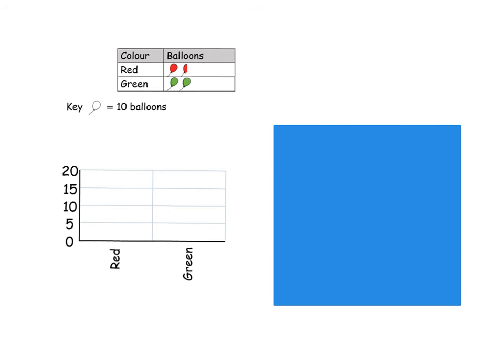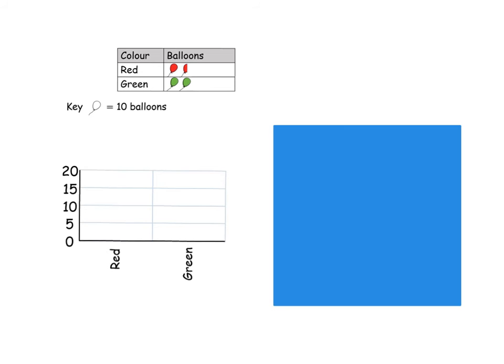Okay, Year 2. Here you can see a pictogram, and this pictogram tells us how many balloons we have altogether. And the key below, just here, tells us that 1 balloon is equal to 10 balloons in real life. We're going to draw a block diagram now to represent this data. So down here you can see that we've begun to draw a block diagram. We've got 2 axes. We've got one line going down the side and one line going across the bottom.